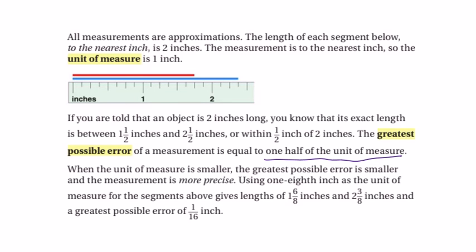Using 1/8 inch as the unit of measure for the segments above gives the length of 1 6/8 inches for the red and 2 3/8 inches for the blue. A greatest possible error of 1/16 of an inch, because if we were talking about 1/8, divide that by 2 and you get 1/16.